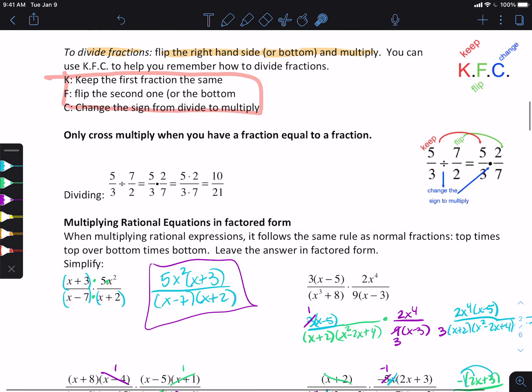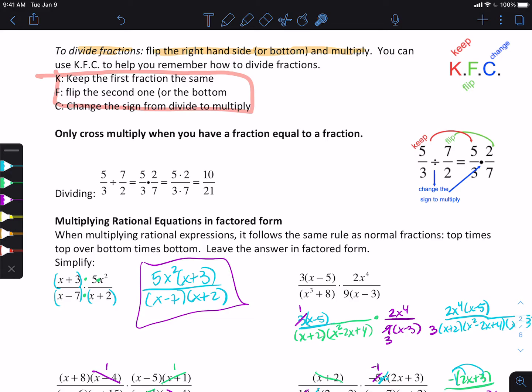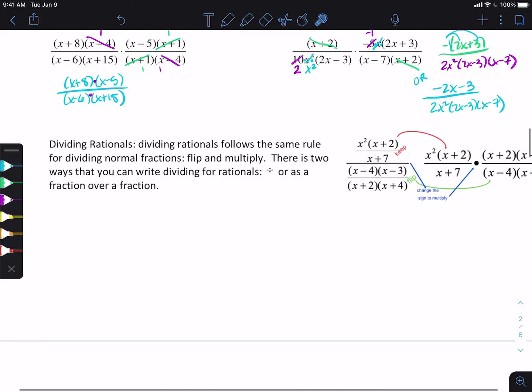Okay. So when we're dividing, we've got this dividing. We keep the first one, we flip this second one, and then we change the sign. Keep, flip, change. So this one was kept, this one flipped, it was 7/2, now it's 2/7. It was divide, we change it to multiply. So then you're doing multiplying after that. So the same process that we did where you multiply straight across.